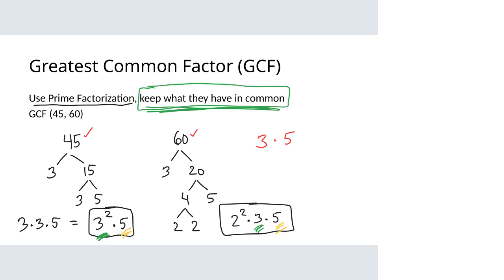If you're thinking, well, what about these 2s over here? Do we have to do anything with those? No, we're not. And the reason we're not going to do anything with those 2s is because there's no 2s over here. So we're not going to keep those. We only keep the things that are in both sets, the things they have in common. We end up with 3 times 5. And our greatest common factor then is 15. The biggest number that will go into 45, that will also go into 60, is 15.